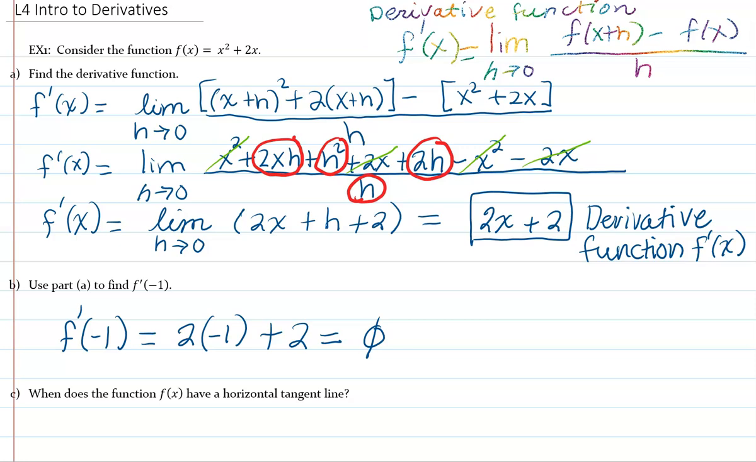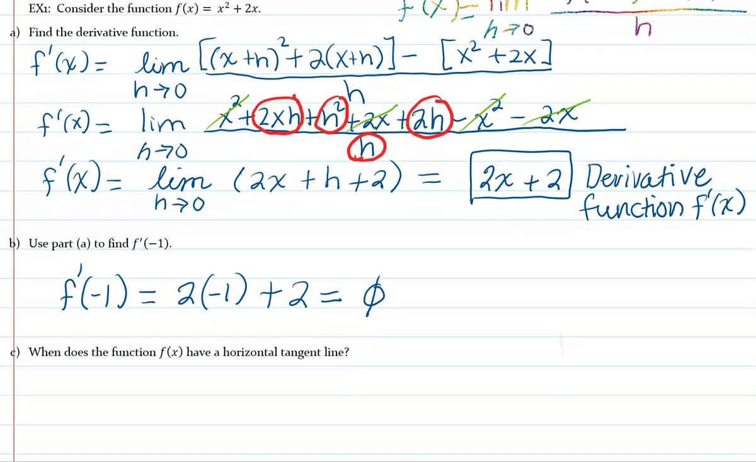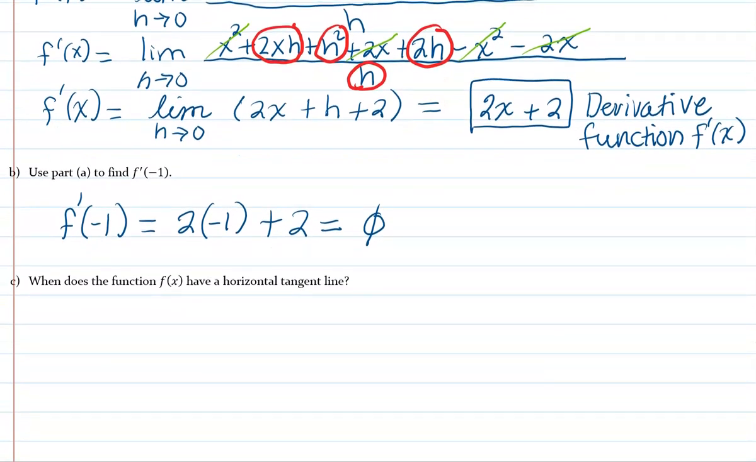Okay, next question is asking, when does the function have a horizontal tangent line? Well, as you just saw from part B, that represents the slope of the tangent line at x equal to -1. So we can see when x is -1, the slope of the tangent line is 0. So it must be a horizontal tangent line.